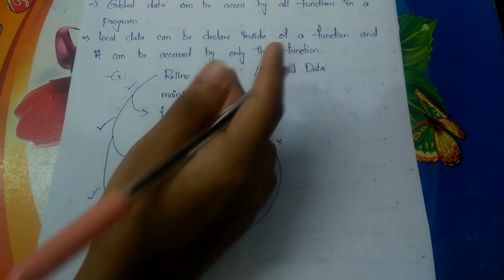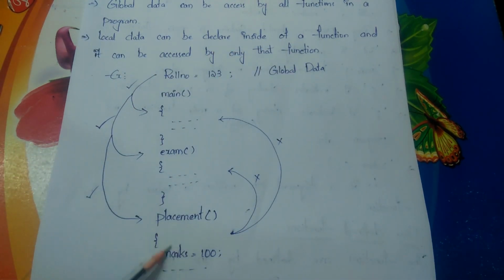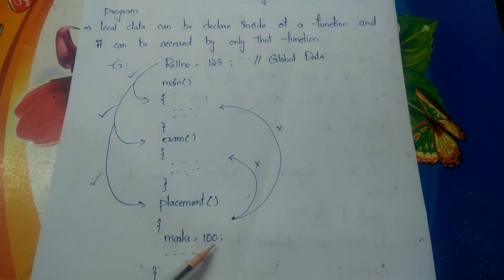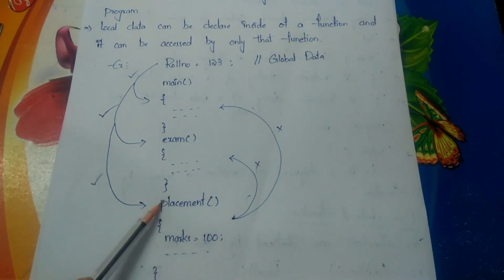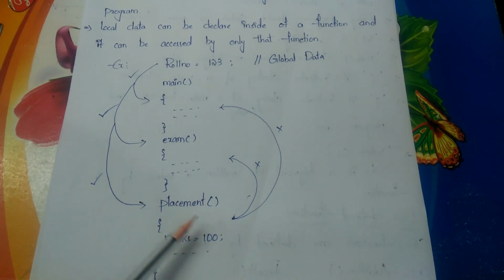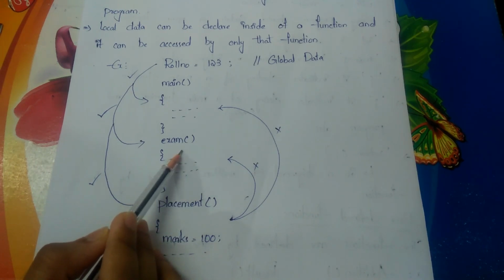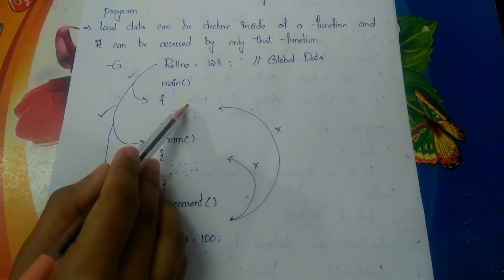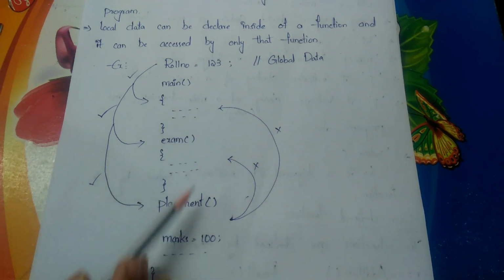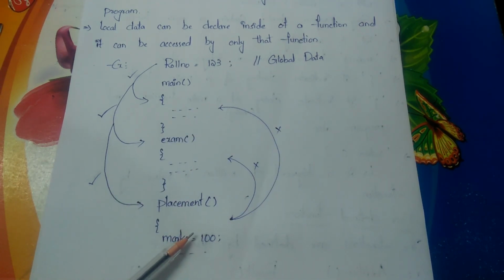Whereas marks is equal to 100, this data I have written in the placement function. So only the placement function can access this statement, marks equal to 100. This data cannot be accessed by the exam. It also cannot be accessed by the main function. So this is the difference between the global data and the local data.